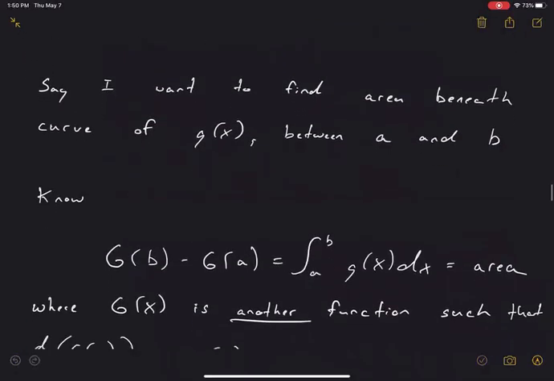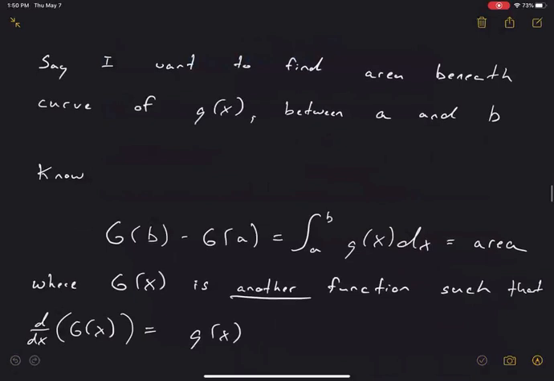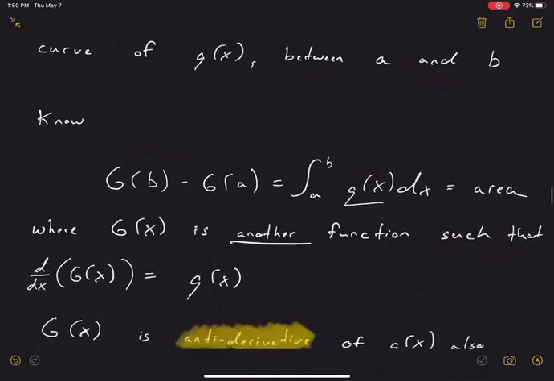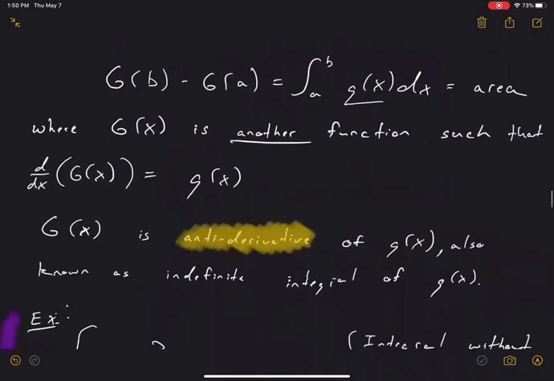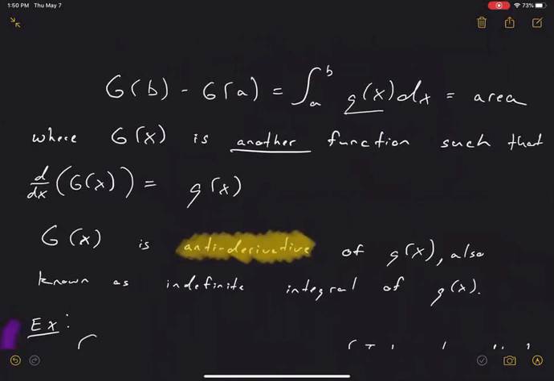Okay. And this is restating what I've said on this separate page. Let's say I want to find the area beneath the curve g of x between a and b. And I know little g of x has this antiderivative, big G. Well, then the integral of little g from a to b is just going to be big G at b minus big G at a. Okay, so again, we call this big G of x the antiderivative of little g. What does this mean? It just means that if I take the derivative of big G, I'm going to end up with little g.